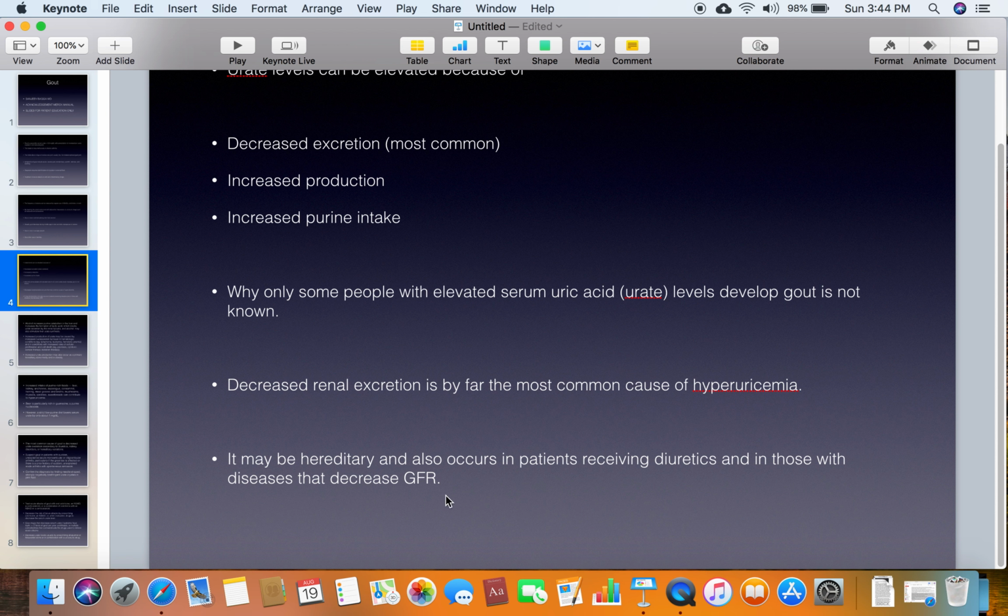Now, this can be hereditary. It can be because of patients who are on diuretics. Diuretics are medicines which produce more urine, and some of them have this side effect. And those diseases which cause a decrease in the glomerular filtration rate, or the filtration function of the kidneys.